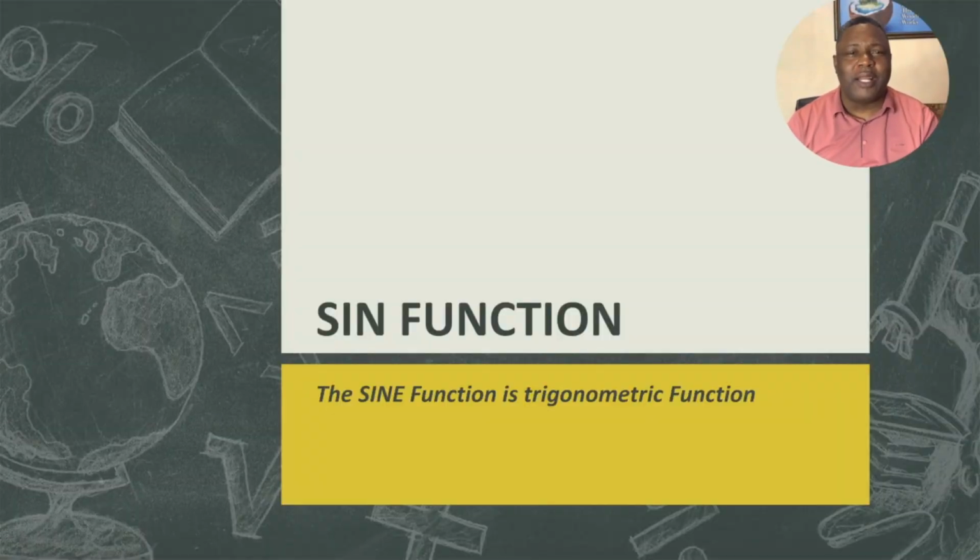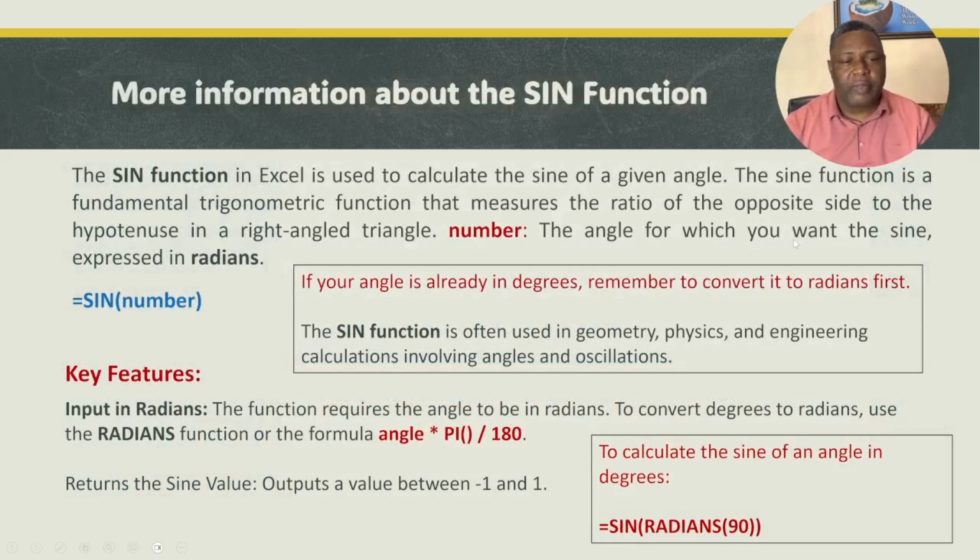So we're going to be looking at the sine function. The sine function is a trigonometry function. And of course, the sine function is used to calculate the sine of a given angle in Excel. Now, the sine function is a fundamental trigonometric function that measures the ratio of the opposite side to the hypotenuse in a right angle triangle.